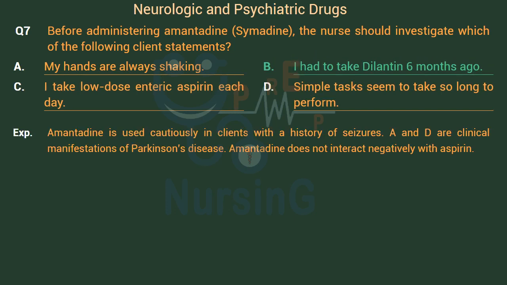Amantadine is used cautiously in clients with a history of seizures. A and D are clinical manifestations of Parkinson's disease. Amantadine does not interact negatively with aspirin.